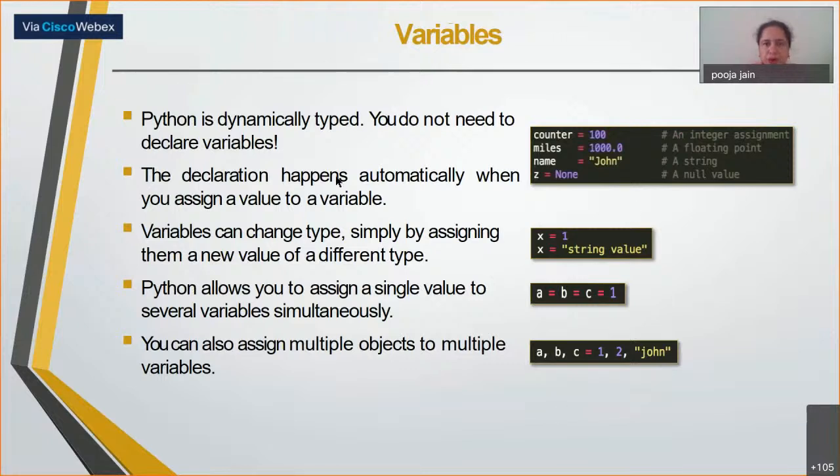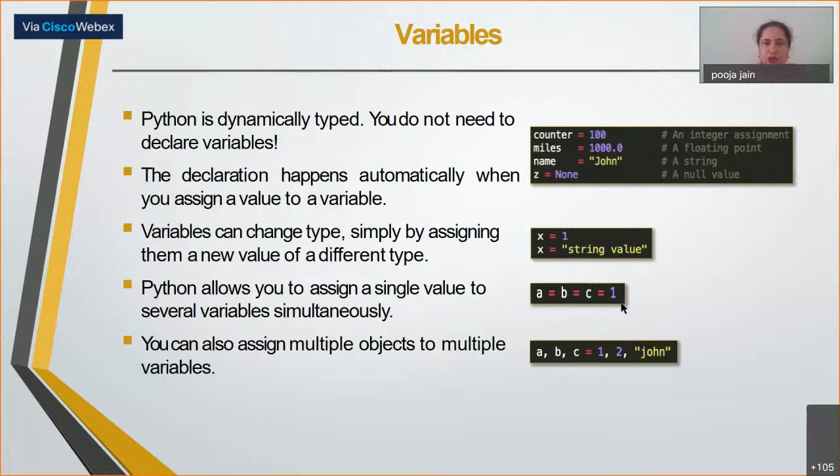The declaration happens automatically. As I was telling you, you don't have to specify that it should be an integer or a character. So declaration is done by default. Whatever value you give to the variable will become of that type. If you give an integer, the variable will become an integer type. If you give a string, the variable will become a string type. Variables can change type simply by assigning them a new value, which I have already showed you.